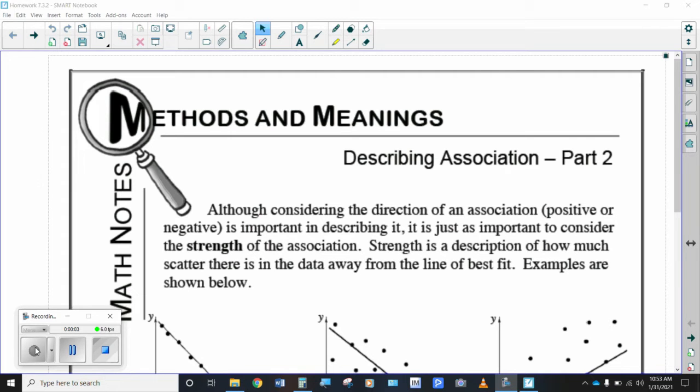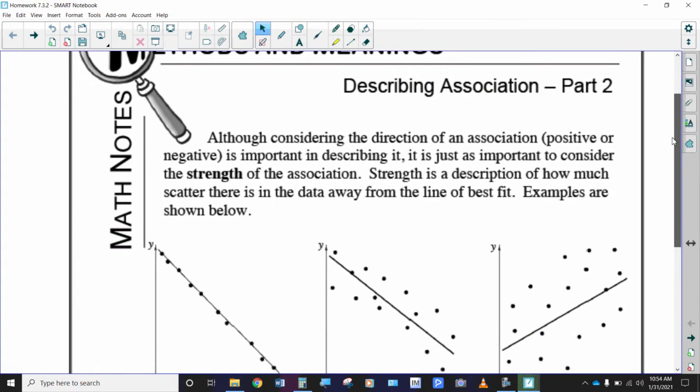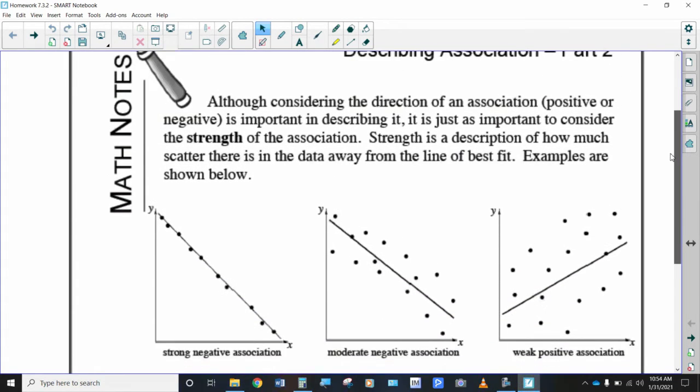All right, let's take a look at our homework for lesson 7.3.2, starting with the M&Ms. And this is the second part of describing association. This is where we're going to start focusing on strength.